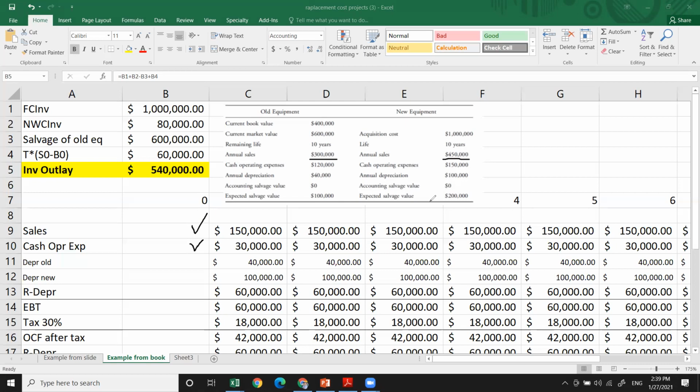However, our concern is not the cost, but improving the sales. Depreciation of the old one is 40,000 and the new one is 100,000. We recalculate the depreciation change and get 60,000, like 100 minus 40. Earnings before tax is 150 minus 30 minus 60, which gives you 60,000. Then we apply the tax at 30%, and operating cash flow after tax is equal to 42,000.